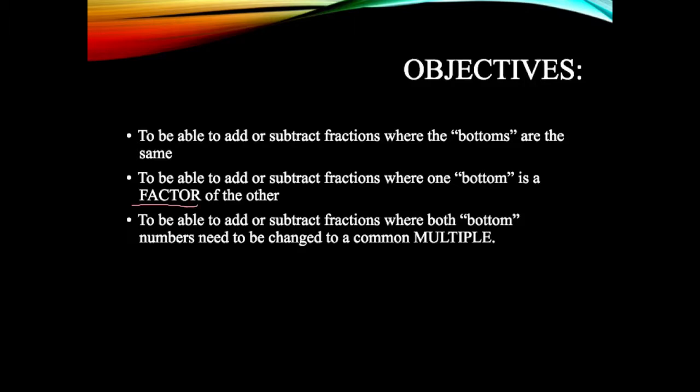And finally, we're going to be able to add and subtract fractions where both the bottom numbers need to be changed into something else, and we'll call that a common multiple. If you're not sure how to do that, you need to go back and watch Fractions 1, and that'll explain how you change a fraction into a different equivalent fraction.